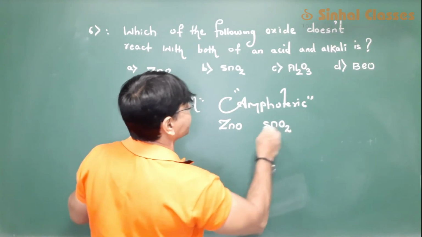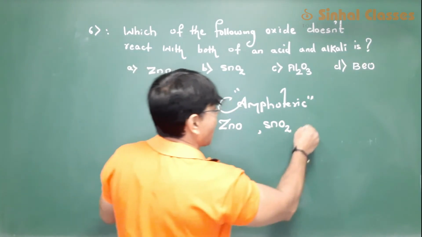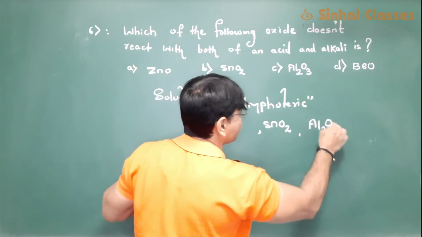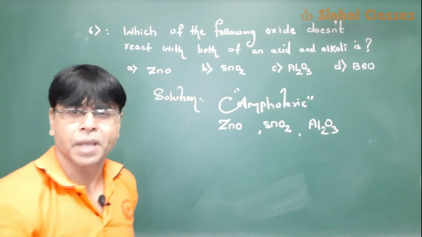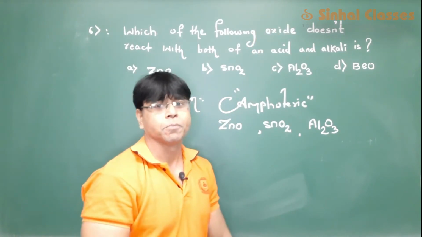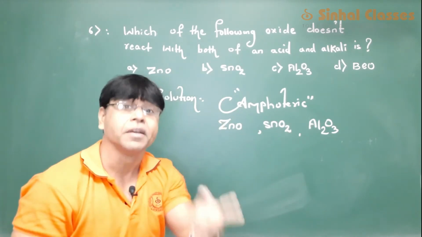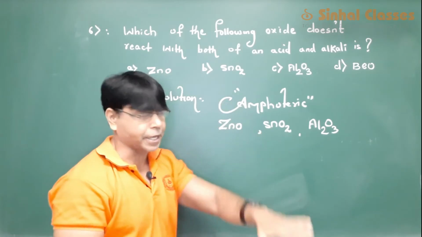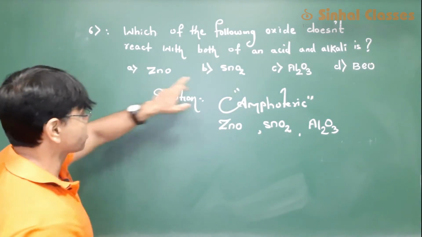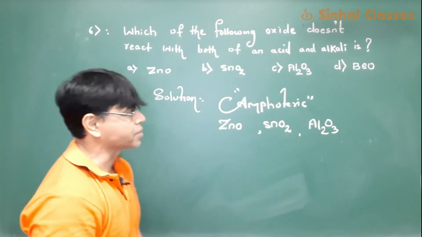Tin oxide SnO2 is also amphoteric. Aluminium oxide is also amphoteric. Remember, their oxides are amphoteric, not the metal. So aluminium is not amphoteric, aluminium oxide is amphoteric. Now these three are amphoteric, can react with both acid as well as base.